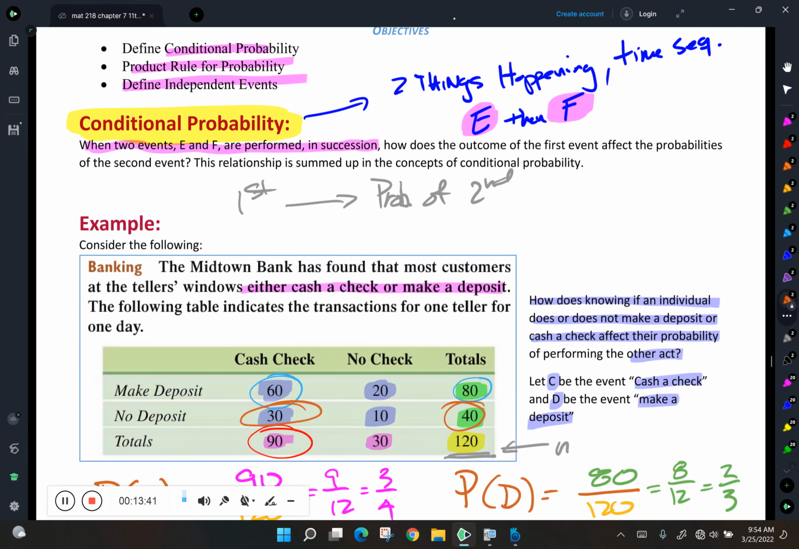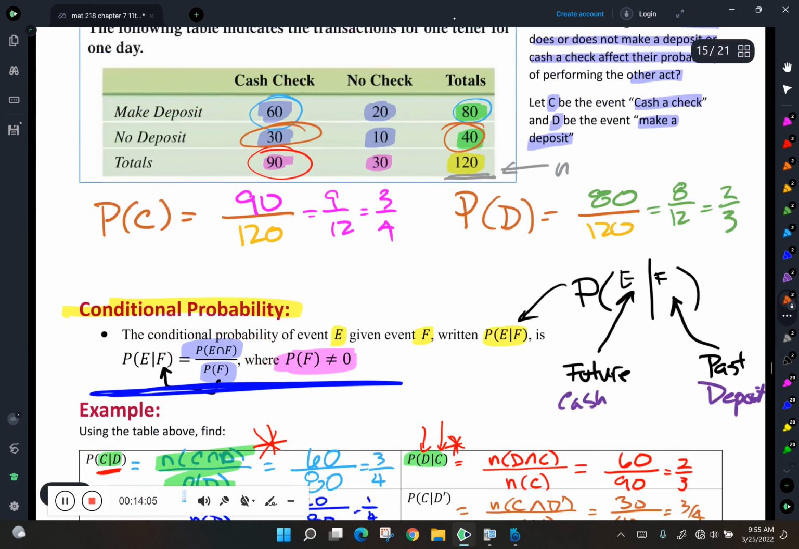Conditional probability is asking the question, if I have two things happening in a time sequence, what's the probability of the second occurring if I know the outcome of the first event? Okay, so our cashing checks, make a deposit idea here is, what's the probability that they will do this action at the bank if I know that they did this other action at the bank?